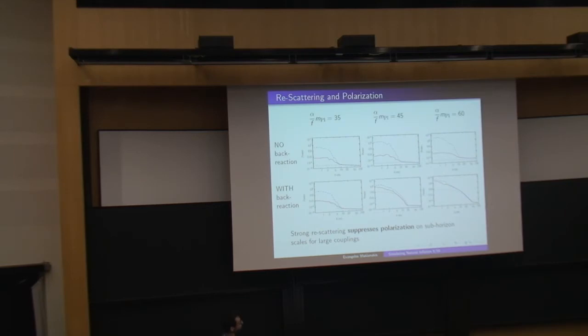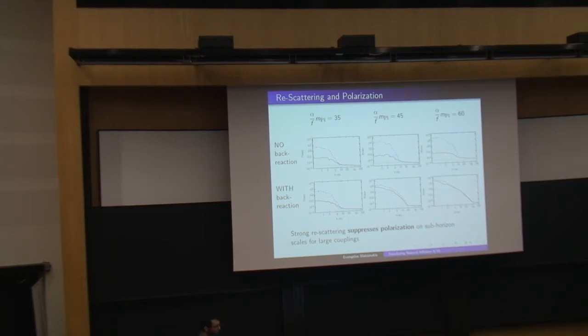And if you increase the coupling even more, going to the instantaneous preheating regime, then we see that at subhorizon scales, the polarization is roughly wiped out. So both polarizations are roughly produced equally. So this is a qualitatively different effect than the one you would get by doing WKB approximation or any sort of quasi-linear calculation.